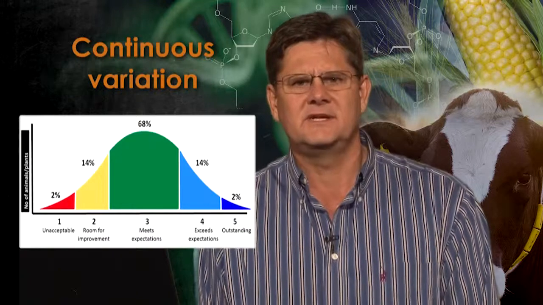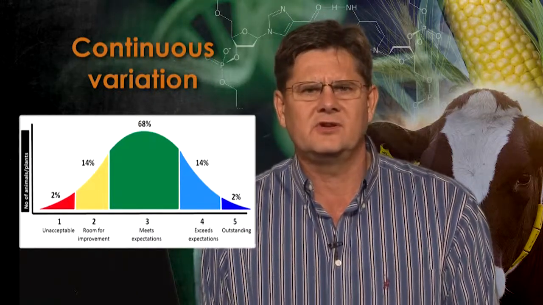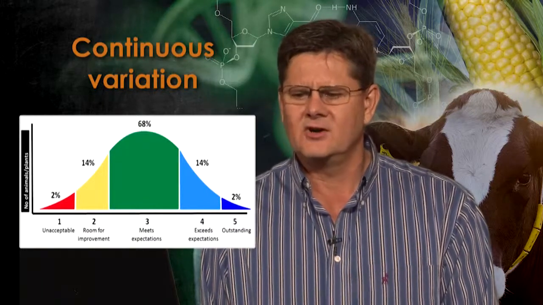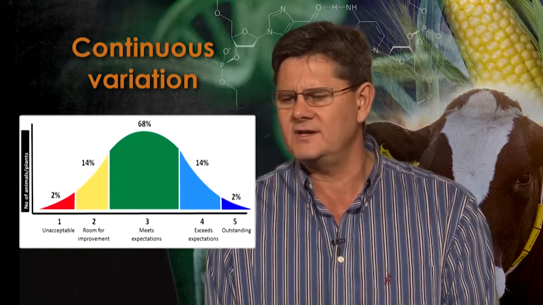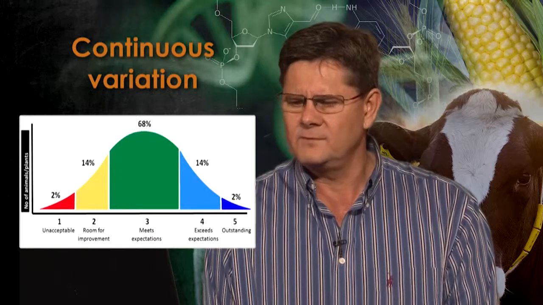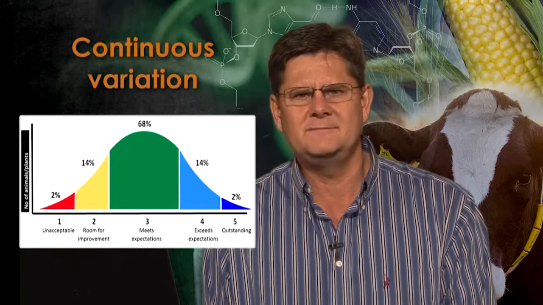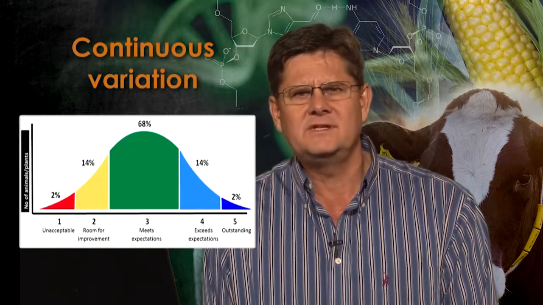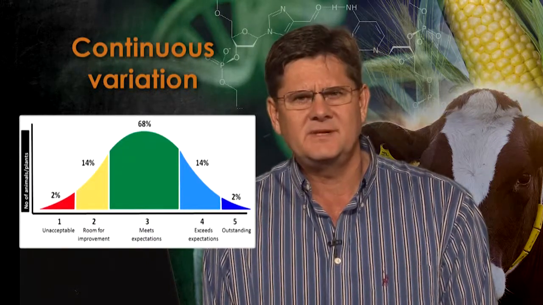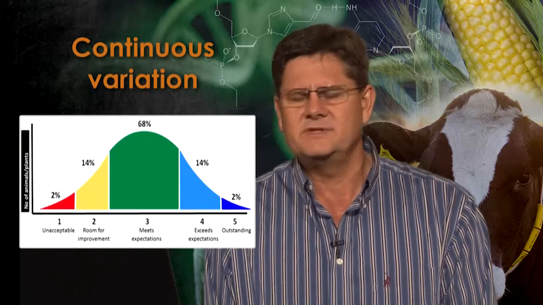Continuous variation, as we've said, we can draw a line graph on. If you look at the graph on the screen, you're going to notice that 2% on either side, above number 1, is unacceptable, and if you look at number 5, 2% is outstanding. Where 2 and 4, 2 means room for improvement, that contributes 14% of the population, where 68% of the population is average or meets the expectation, and 4 exceeds the expectation, that's 14%, and then 2% is outstanding. That graph is also known as the normal distribution or the bell curve, and it shows the variation as we find it in our population.